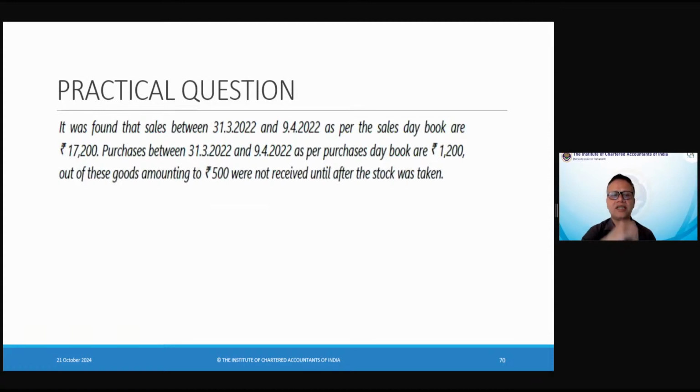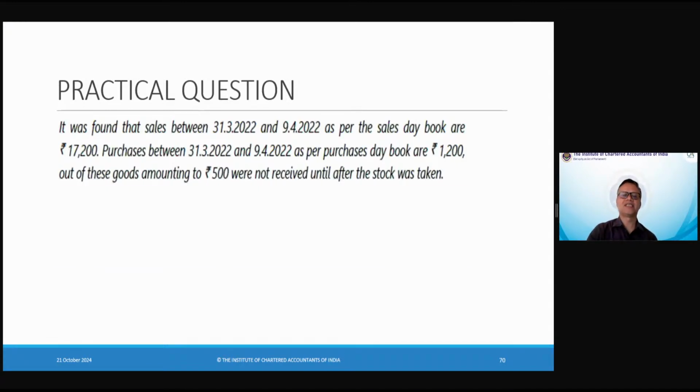It was found that the sales between 31st March and 9th April, that is the closing stock period, as per the sales day book are 17,200. Purchases between 31st March 2022 and 9th April 2022, as per purchase day books, is 1,200. Out of these, goods amount to 500 were not received until after the stock was taken.